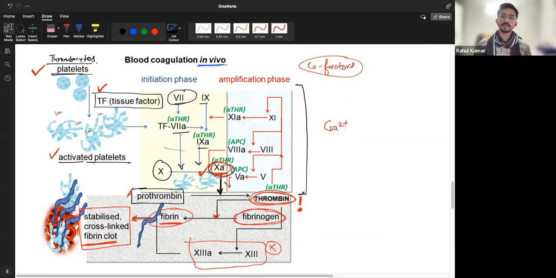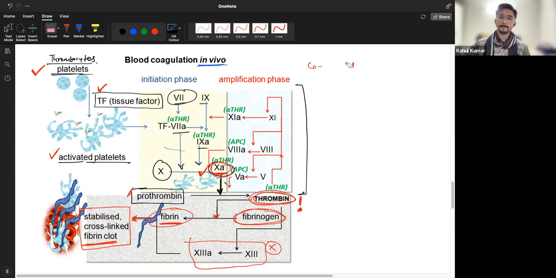If you are deprived of calcium, then blood clotting also goes down. That part I have not included here because that's some detail, but yes, you can know that calcium is important for clotting, and iron is important for formation of hemoglobin.